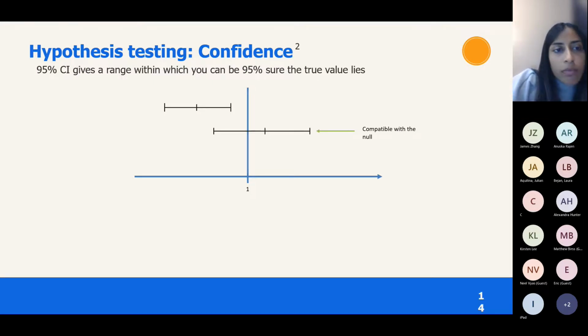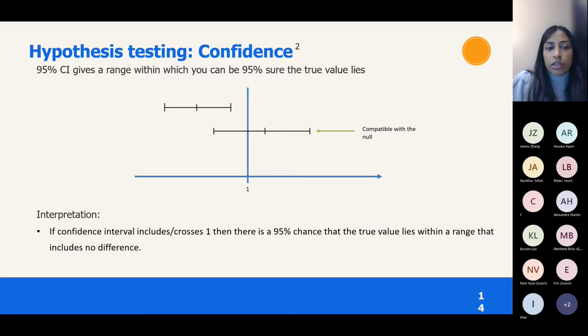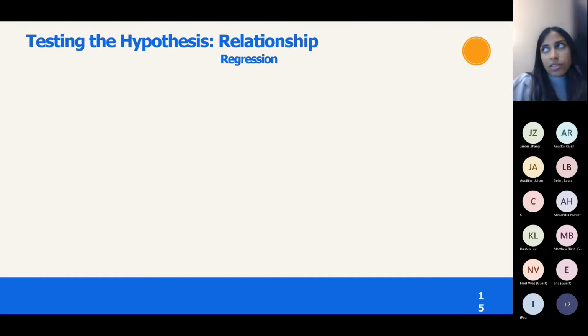Okay. What about confidence intervals? So a 95% confidence interval gives you a range which you can be 95% sure the true value lies. And I already talked about the narrowness and the wideness of this range. But if a confidence interval crosses 1, then there is a 95% chance that the true value lies within a range that includes no difference. And therefore, you can't definitively say that there is a difference.